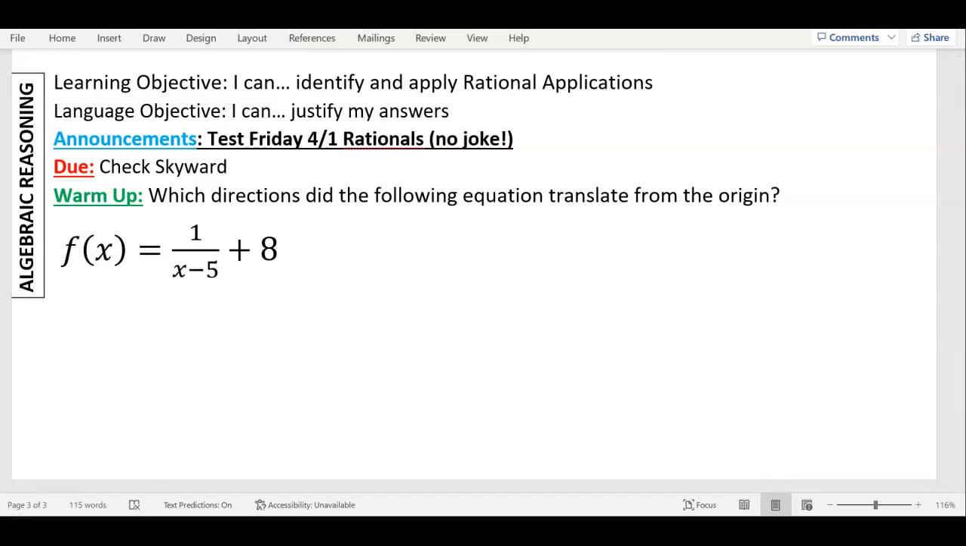Now, we're supposed to have a test on Friday, which is not a joke. We'll see if that gets pushed back, but it should be on Friday. Everything's in Skyward up to that quiz. So check Skyward or check your little grade sheet I gave you. All this stuff is in. So make sure you're turning stuff in and fixing stuff as needed.